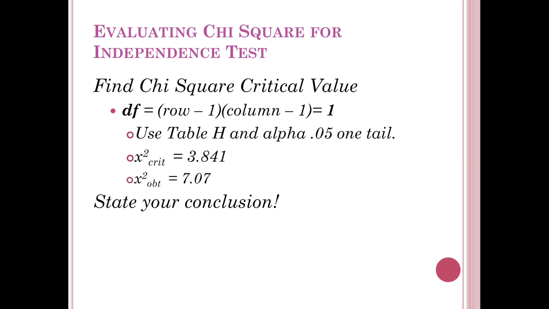Get out your table again, because we're going to need to find our critical value of chi-square, and we do that with degrees of freedom. So row minus 1 times column minus 1 gives me a chi-square critical value, as long as I have alpha set at 0.05 and everything's one tail, because it's always positively skewed. 3.841, so we can reject the null hypothesis.